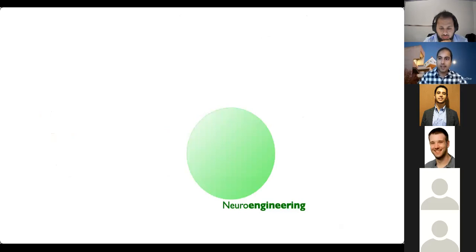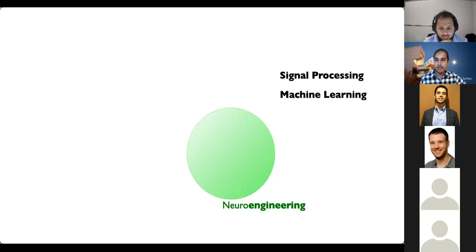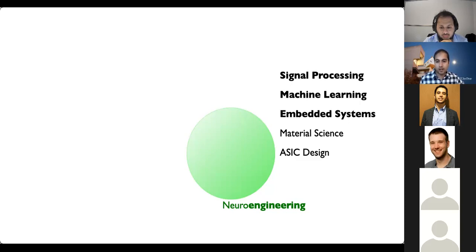So how does my lab operate today? Well, I think of us as sitting squarely within neural engineering. That's the core emphasis of the lab. Day to day, we focus on signal processing and machine learning within this domain, but we'll kick up some embedded systems work when we need it to make experiments happen. And we interact heavily with folks on the material science and ASIC design side.